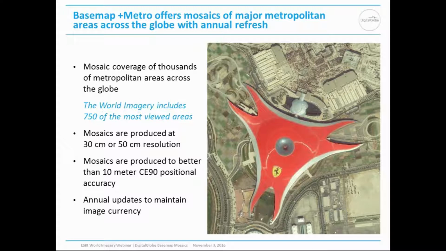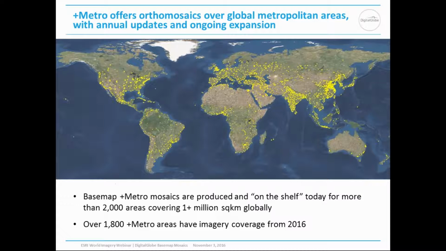Mosaics are produced to a positional accuracy of better than 10 meters CE90, with some areas guaranteed better than 4 meters. In the World Imagery map, Esri is integrating the 750 most viewed metro areas at the full 30 centimeter or 50 centimeter resolution. Metro areas are prioritized for collection annually. Production of the metro mosaics is ongoing to maintain the image currency and expand overall coverage.